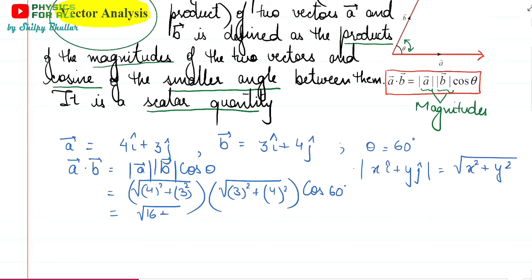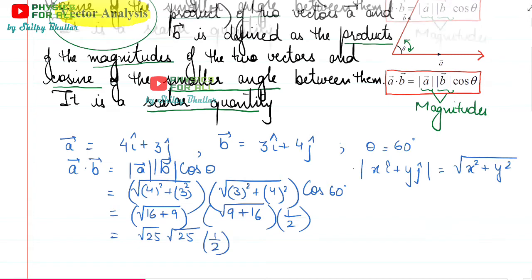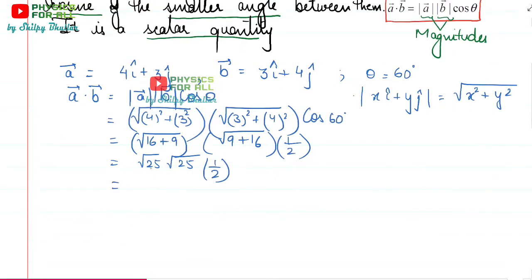What do we get? This is 16 plus 9, and here this is 9 plus 16, and cos 60 degree is 1 by 2. This is root 25, and this is also root 25, and here we have 1 by 2. That means we get 5 and 5, and here 1 by 2. 5 5 is 25, 1 by 2, and this gives us 12.5. And this is the answer.